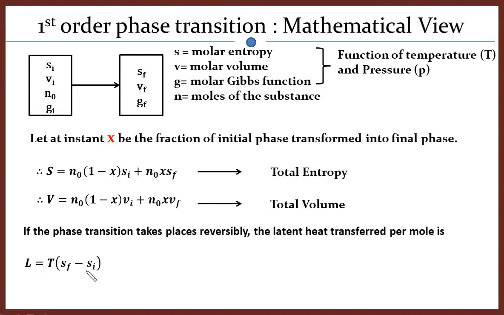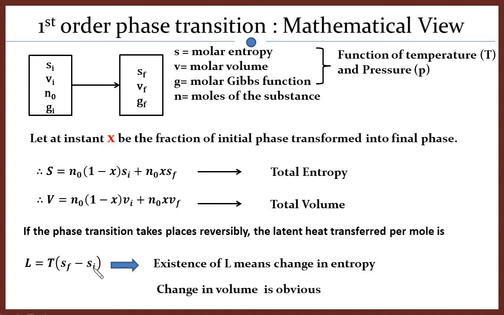Here these S are the molar entropy, that's why this L, latent heat, will be latent heat transfer per mole. Now this L is not equal to 0, and this T is not equal to 0. Therefore, we can write Sf is not equal to Si. And this equation suggests there is a change in entropy because Sf is not equal to Si. And change in volume is obvious. So here we just satisfied the first condition, that is change in entropy and change in volume.